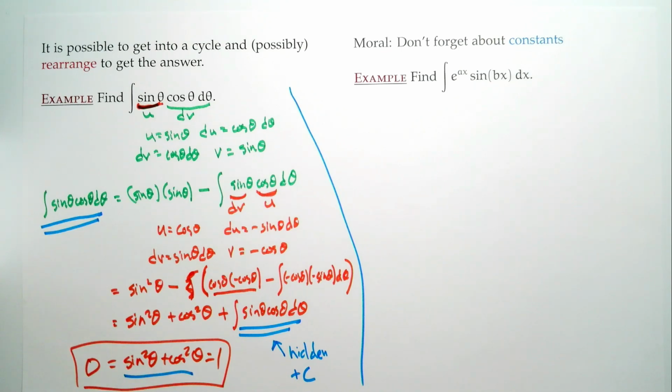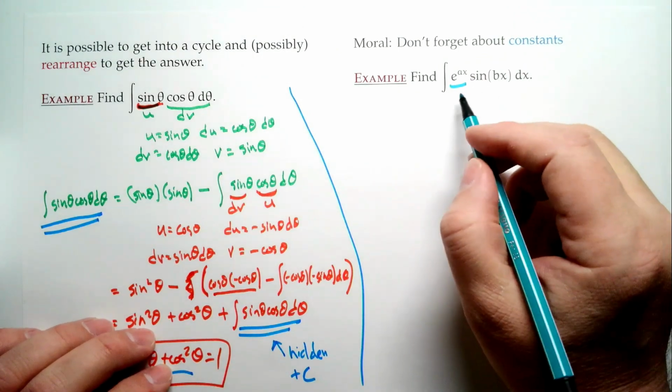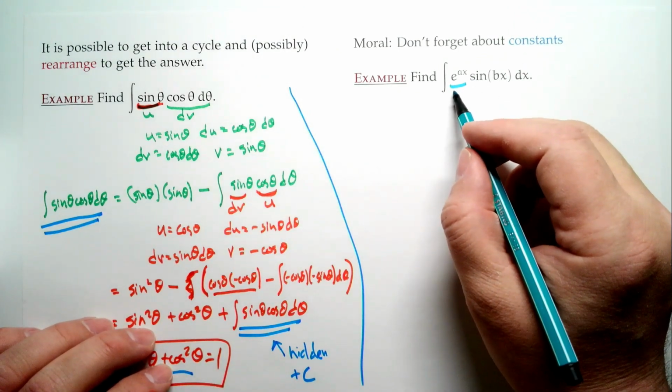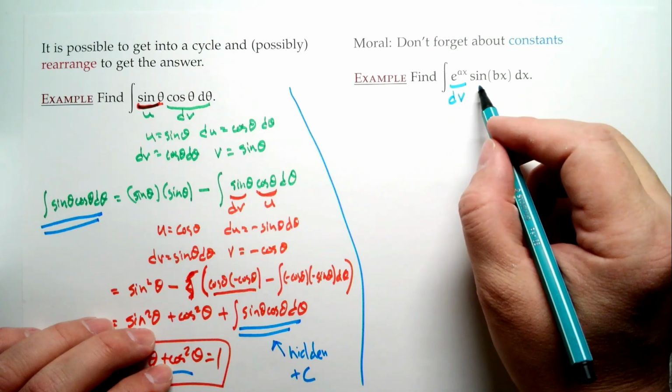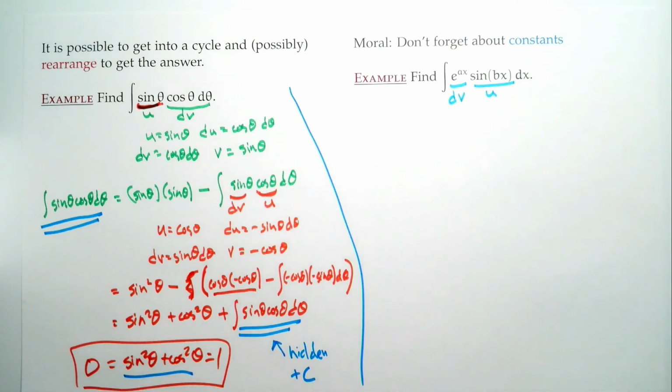And then, remember, once you pick a side, you're committed. You can't change your mind. All right, so because of that, let's have this part be the part we integrate, because it's oftentimes easier to integrate that. Okay, so there's my u and my dv. You could have chosen the other way. It would work just as well.